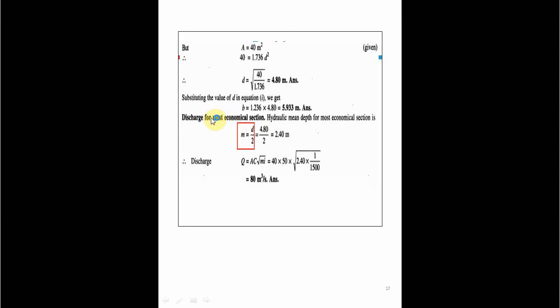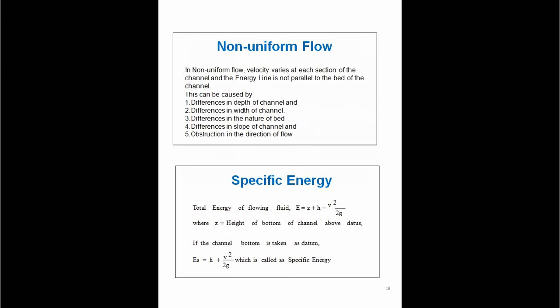Okay. Therefore, discharge for the most economical section. Hydraulic mean depth for the most economical section is M is equal to D by 2, that is equal to 4.80 divided by 2, that is 2.40 meters. Therefore, discharge Q equal to A into C into root of M I. A is 40, C is constant 50, root of 2.40 into 1 divided by 1500, that is equal to 80 cubic meter per second. Okay, thank you.